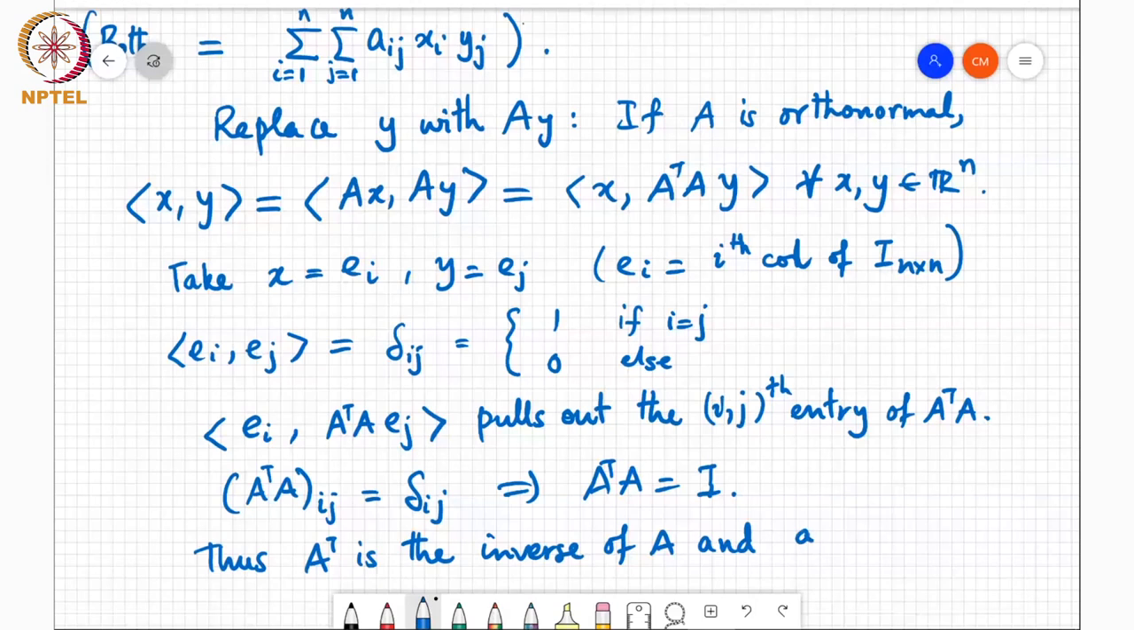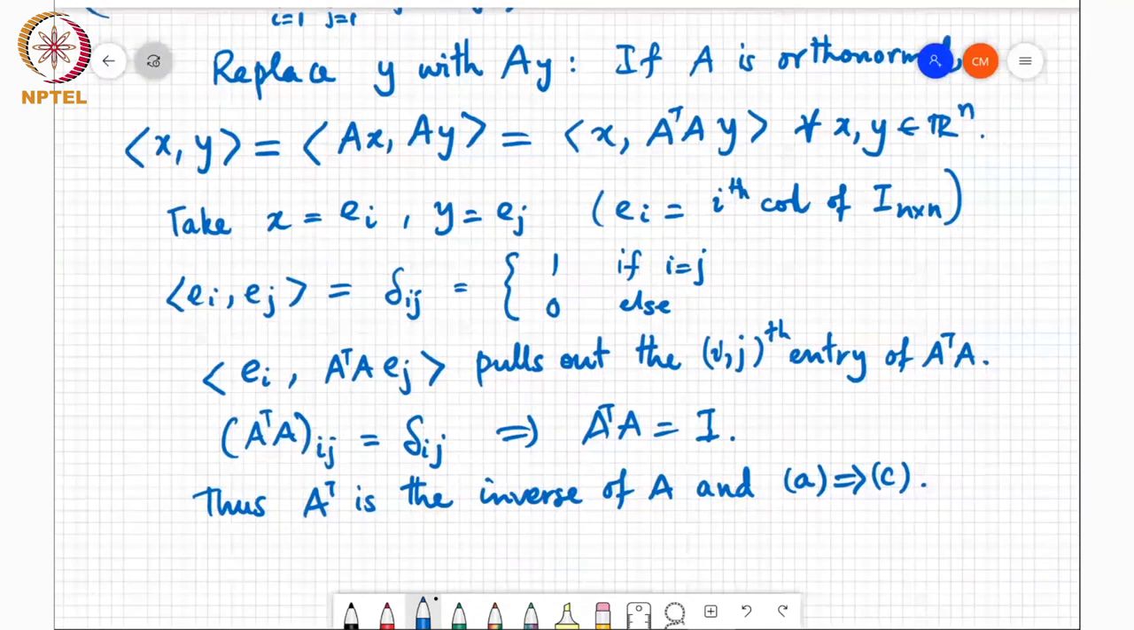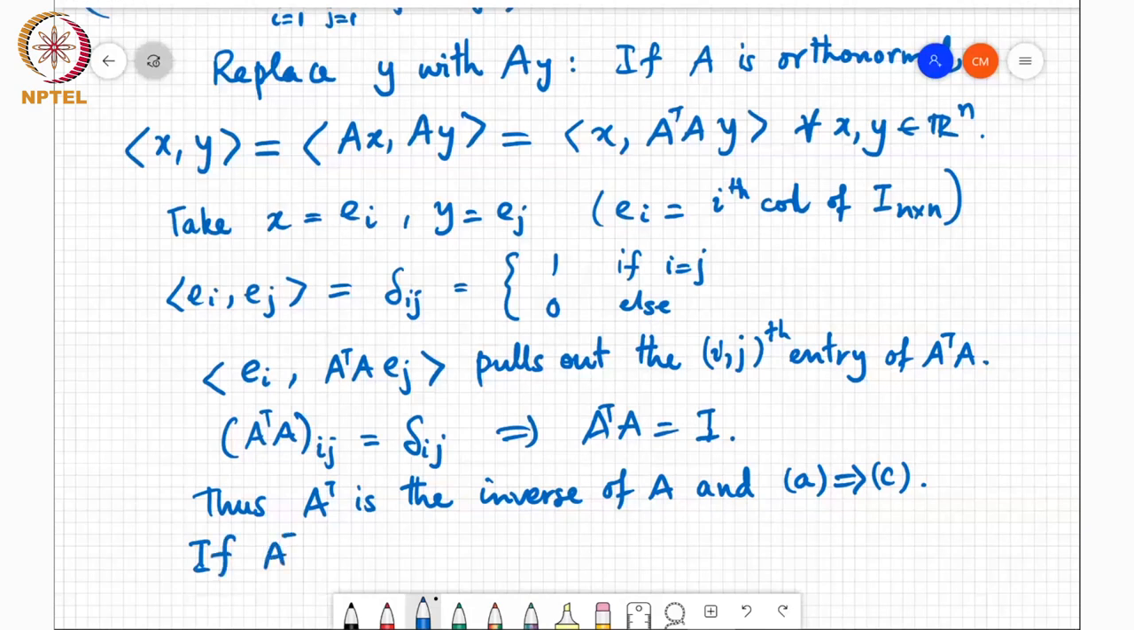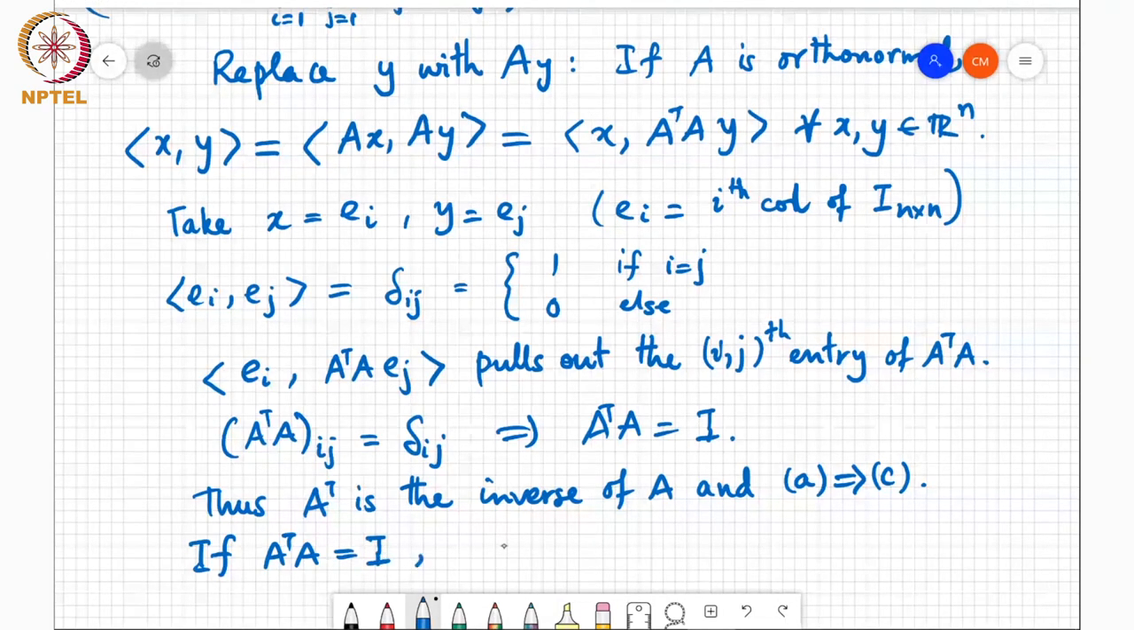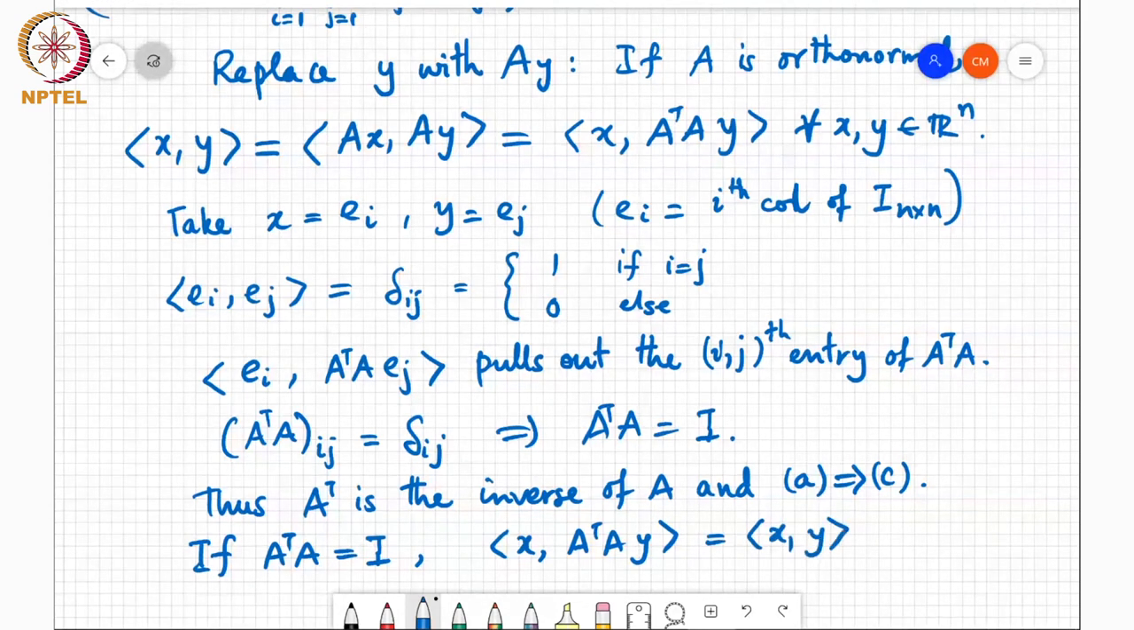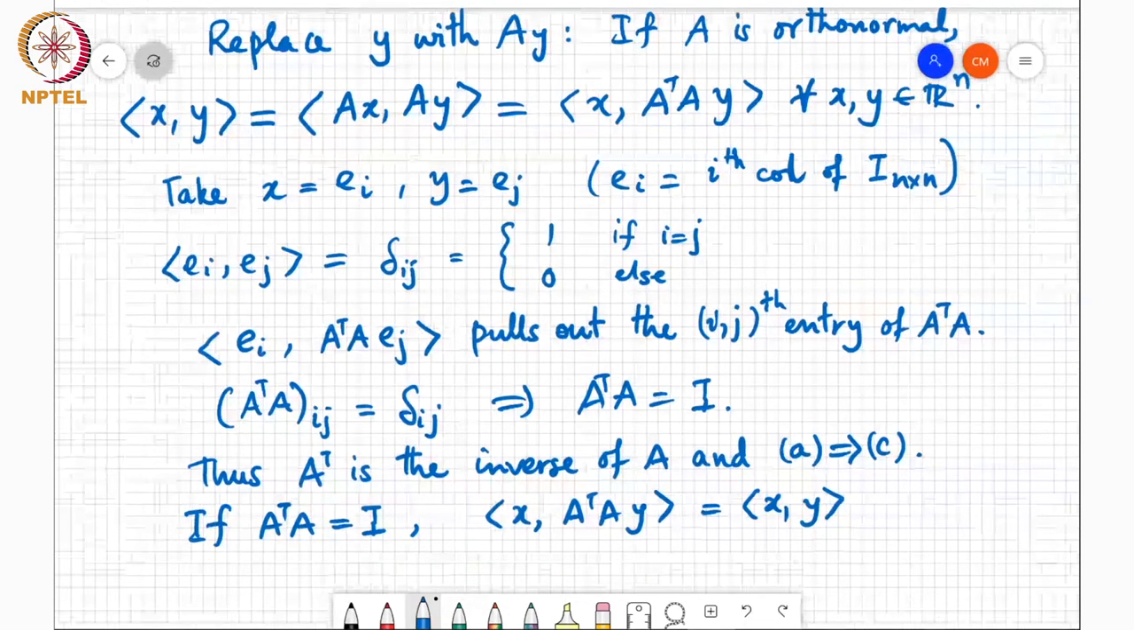And so A implies C. So we've shown that. Now, conversely, if A transpose A is equal to the identity matrix, then if I consider the inner product between X and A transpose A Y, this is the identity matrix. So this is always equal to the inner product of X and Y, because A transpose A doesn't change Y at all.